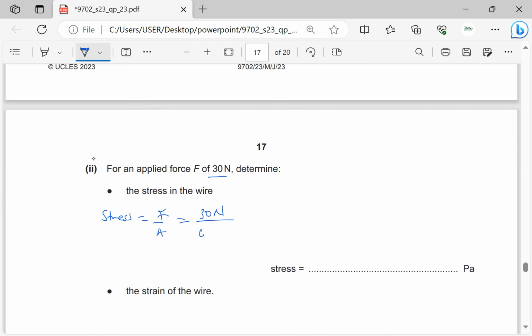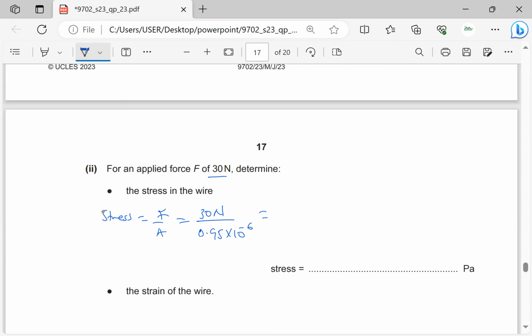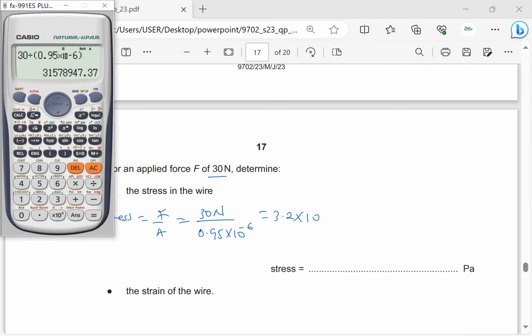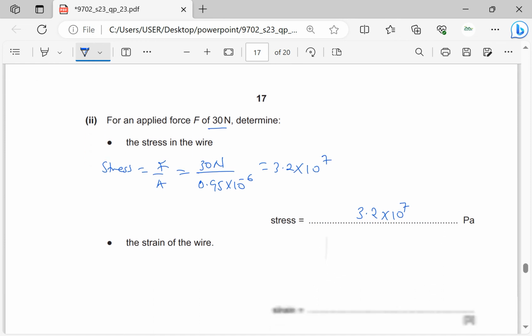So this would be 0.95 times 10 power minus 6. That is the area. So this would be 30 divided by 0.95 times 10 power minus 6. So this is 3.2 times 10 power 7 pascals.